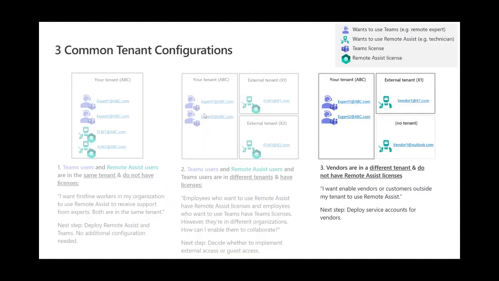Now let's go over the third common tenant configuration, which is that maybe your vendor wants to enable external contractors or vendors to use Remote Assist. And these vendors don't already have Remote Assist, but you want to enable them to use Remote Assist without them having to purchase and set up Remote Assist licenses. So you can see that scenario depicted in this diagram. Again, ABC contains the experts, and these experts want to collaborate with a vendor who maybe has their own tenant, or a vendor who maybe is not part of any tenant at all, and they're just using their personal email.